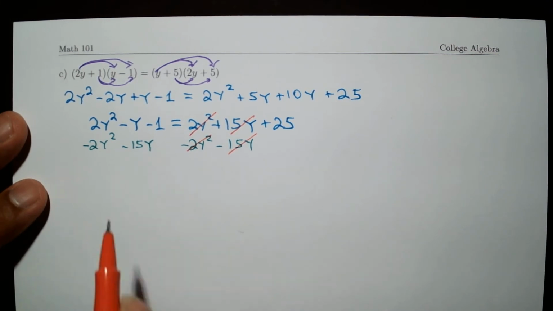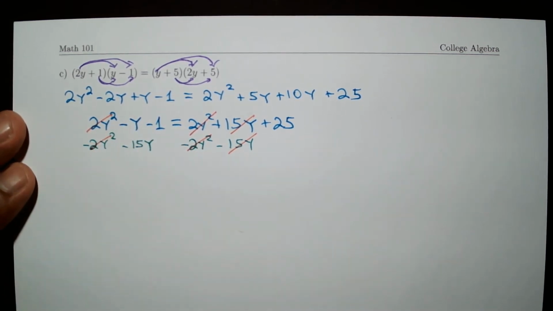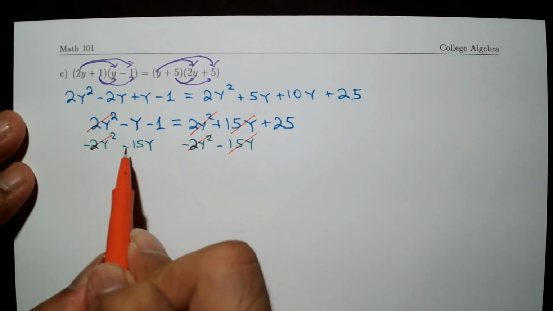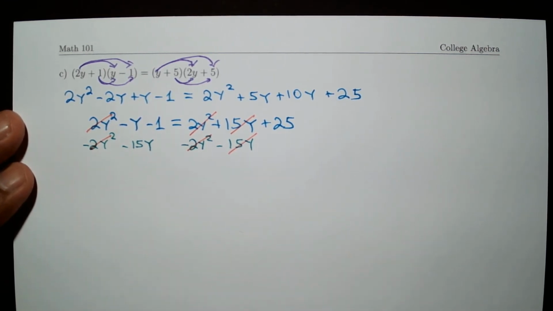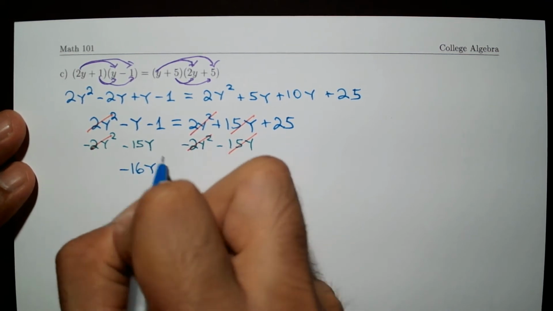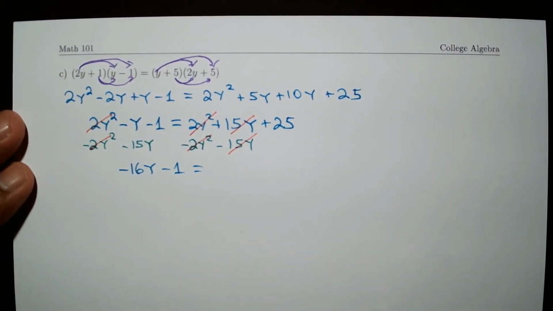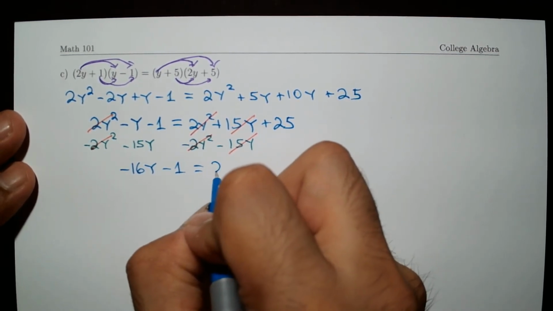Now we still need to combine, but notice how interesting this is. Also these y squareds cancel, and negative y minus 15y, that's going to give us a total of negative 16y. Keep writing this negative 1. And on the right hand side, the only term that survives is the number 25.